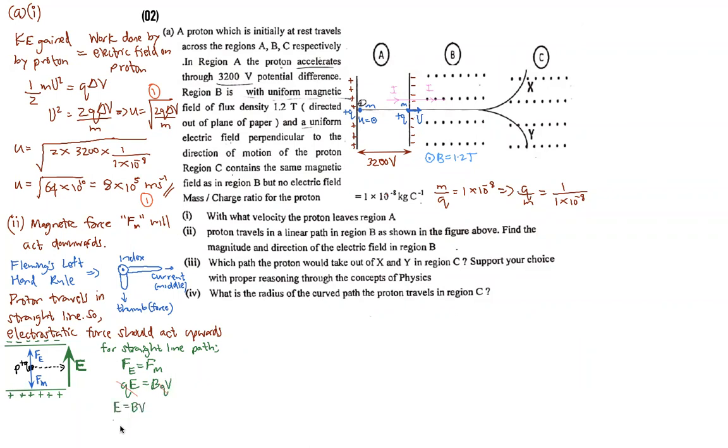Let's substitute values. E is going to be B times V. B is 1.2 Tesla into V. What is the velocity, people? We found it, 8 into 10 to the power 5. So final answer is going to be 9.6 into 10 to the power 5 Newton per Coulomb, or you can also write volt per meter. These two units must be mentioned, and it should be vertically upwards as well.